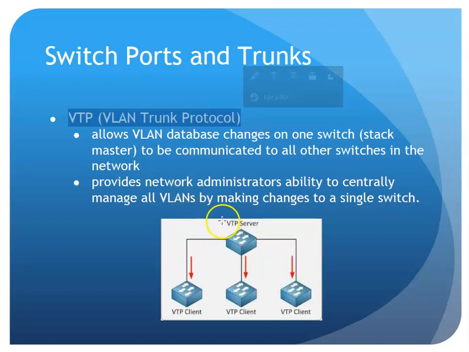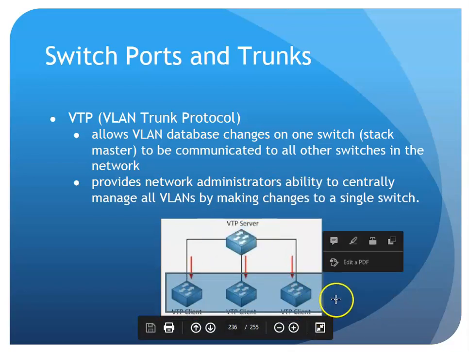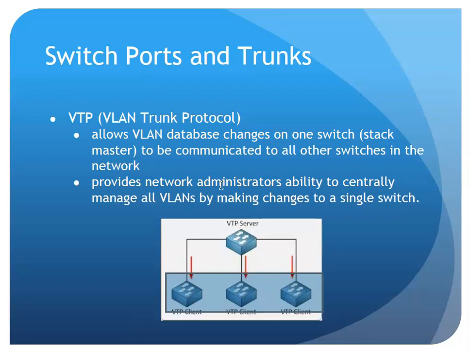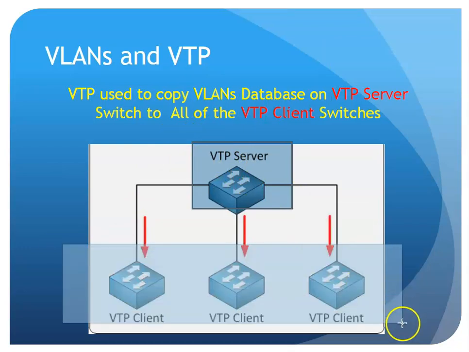This allows you to have one switch be the server switch, if you will. When I make any VLAN setting changes here, the client switches can copy that VLAN database. That's what this is really for. If I need to manage multiple switches, I can do one main switch and it copies that VLAN information to all the other client switches. So VTP is used to copy VLAN databases on the VTP server switch to all of the VTP client switches.